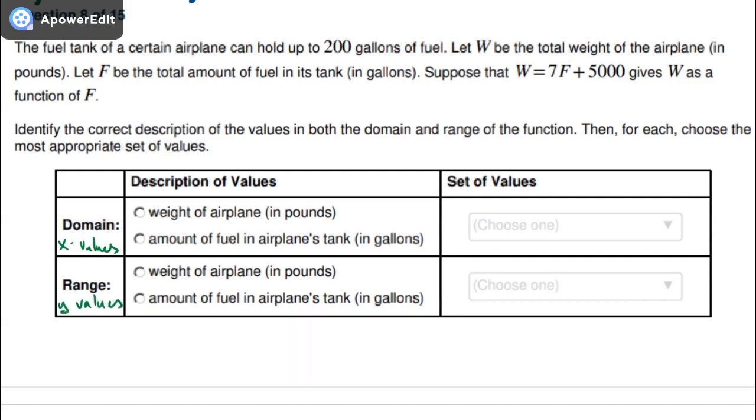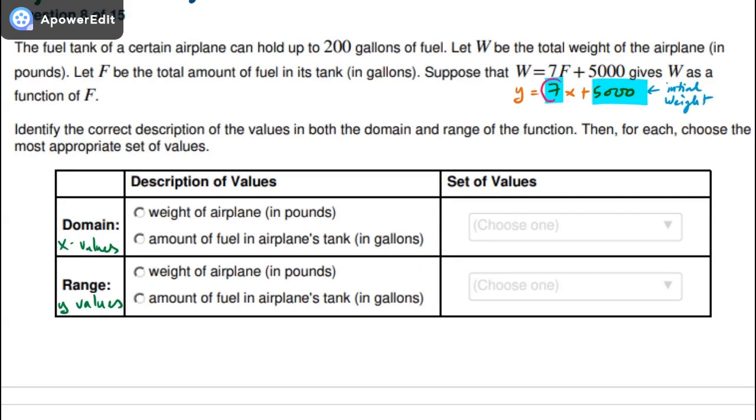Okay, with that in mind, the equation that I gave you, W equals 7F plus 5,000, what does this one look like to you? Do you realize this is y equals 7x plus 5,000? So my question for you is, what is the 5,000 and what is the 7? What does it mean? W in this case is the weight, so 5,000 tells you the initial weight of an airplane.